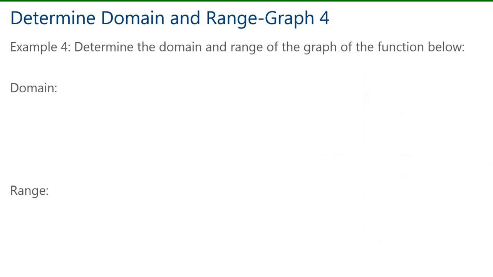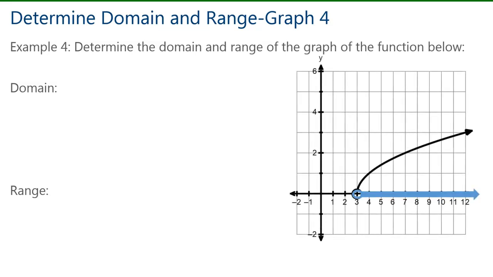Here's our fourth graph. Once again, determine the domain and range of the function below. The shadow of the graph in the x-axis stretches from 3 to infinity, not including the 3. We can write this as a set of x's such that x is strictly greater than 3, where x is a real number. In interval notation, this is the fully open interval from 3 to infinity.